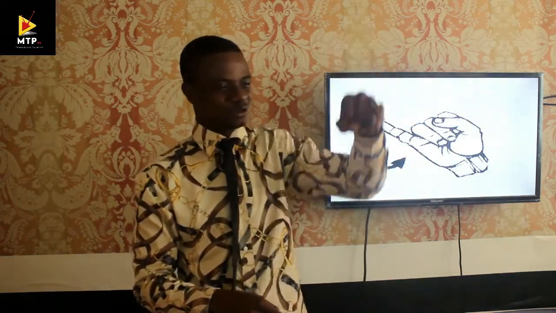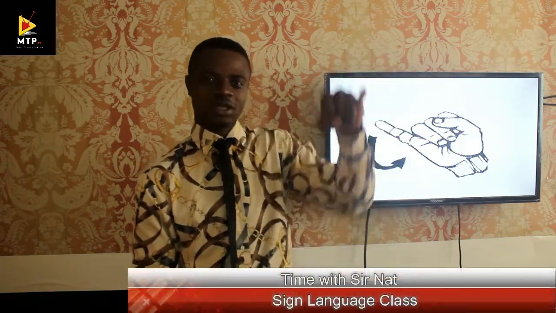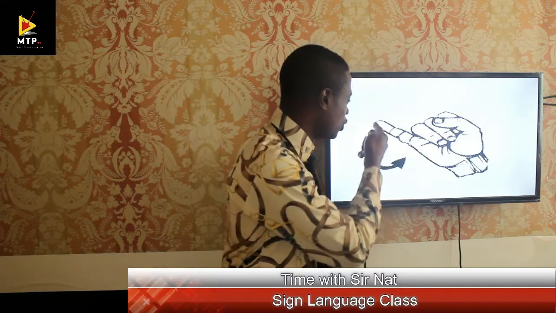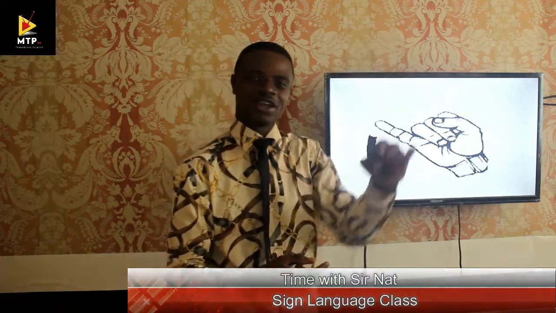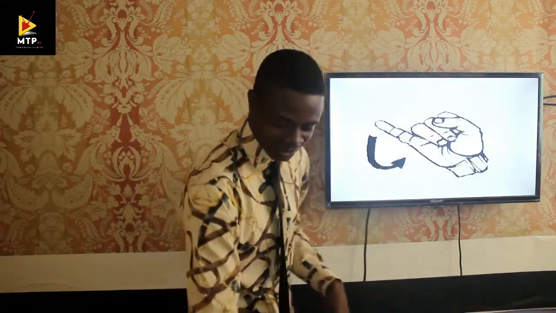The next one is J. With an I hand shape, you move it this way. It becomes J. You draw it as you are drawing J, or you are writing J. As you can see from the screen, you see where the arrow is moving from? Yes. So you move the little finger this way, it becomes J.